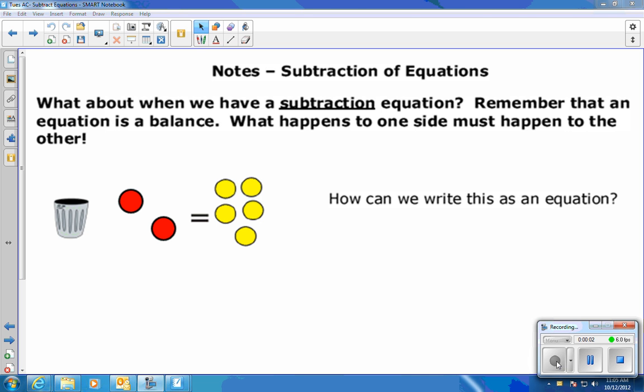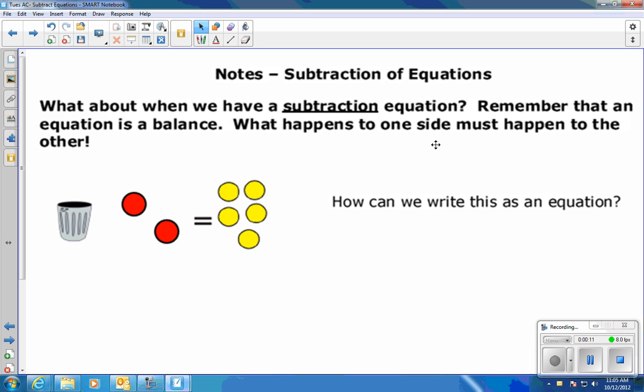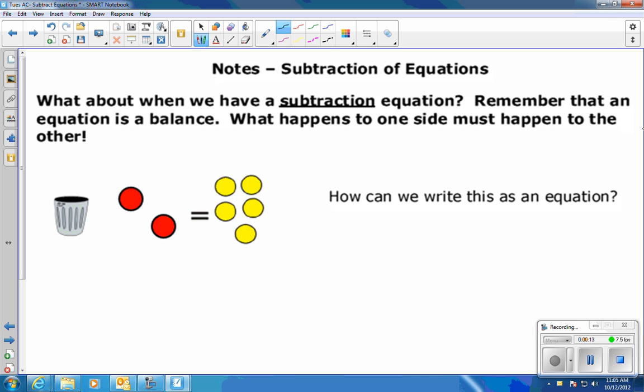This lesson is over subtracting equations. So yesterday we talked about addition equations, which is something like x plus 2 equals 3. But what happens when we have x minus something, say 4, equals 7?